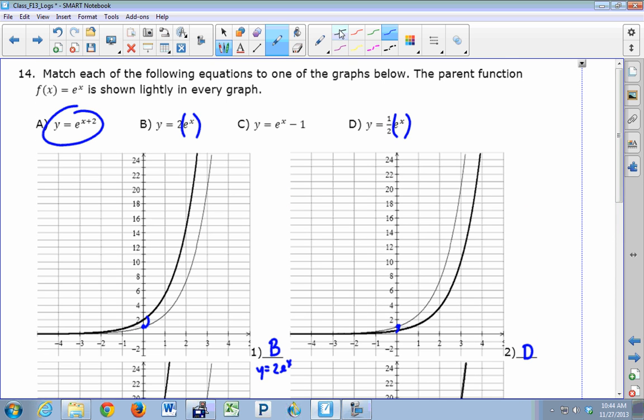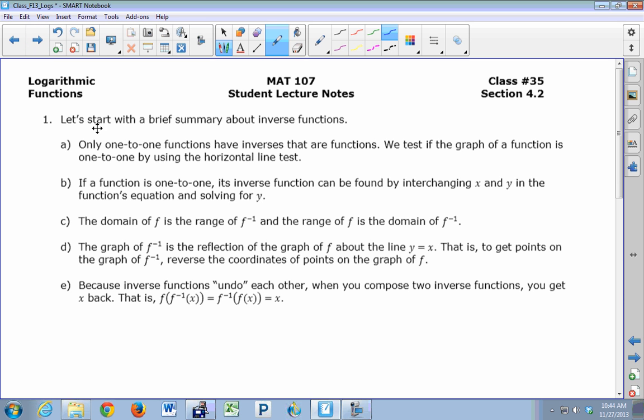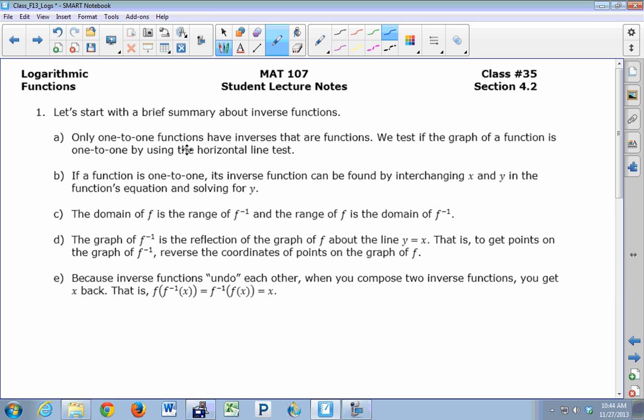Okay. So we're going to start logarithmic functions today. And before we start logarithmic functions, let's go over each of the 5 major ideas of inverse functions. Now, inverse functions may seem like a lifetime ago. Must be probably 3 or 4 weeks ago, right? We did inverse functions. So Cameron, why don't we just go right around, and Cameron, start us off with A. So we'll just review some of the major points about inverse functions.